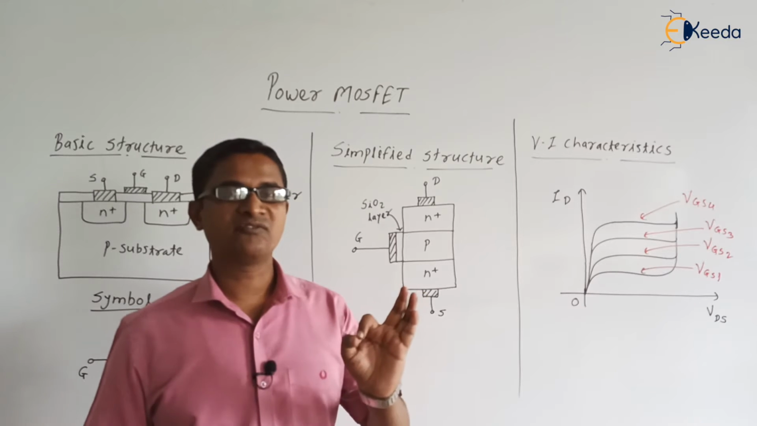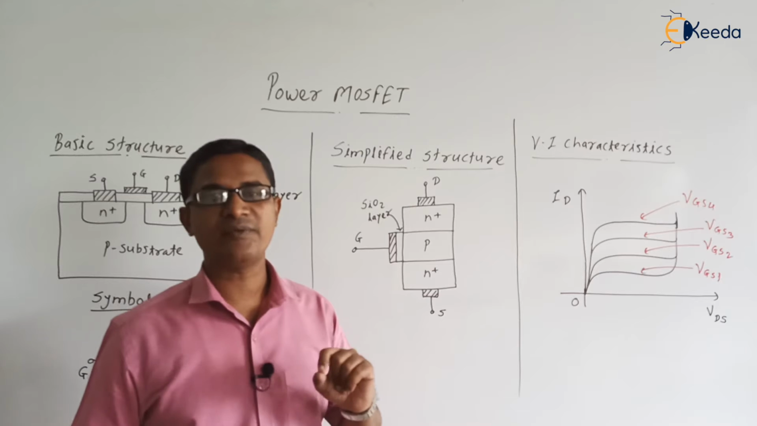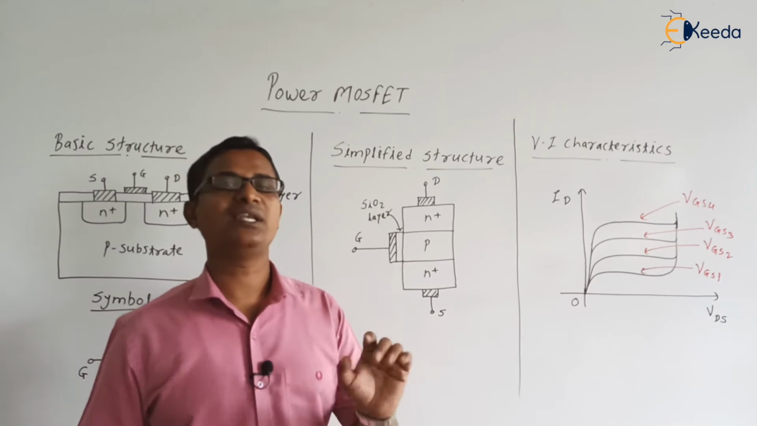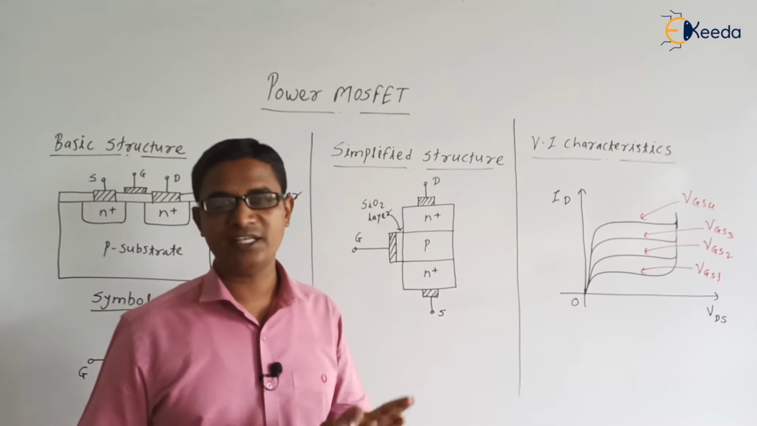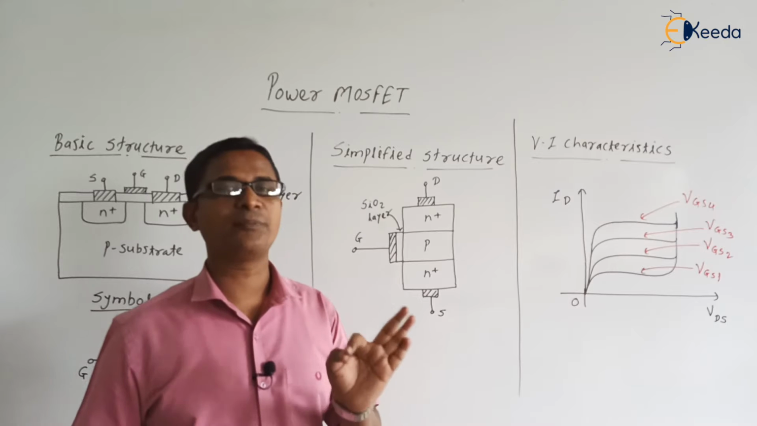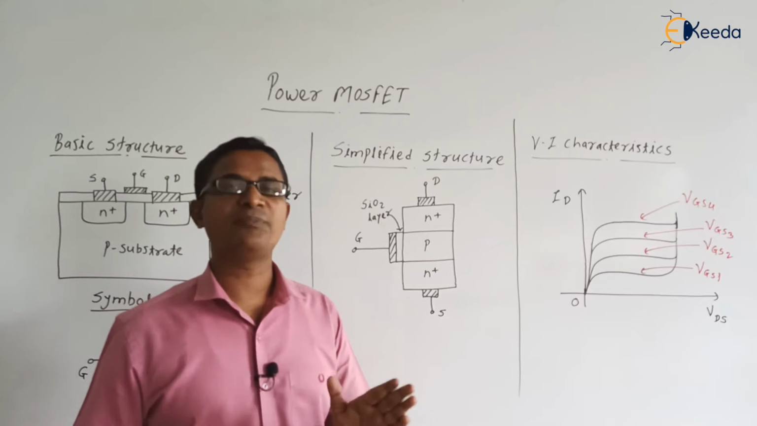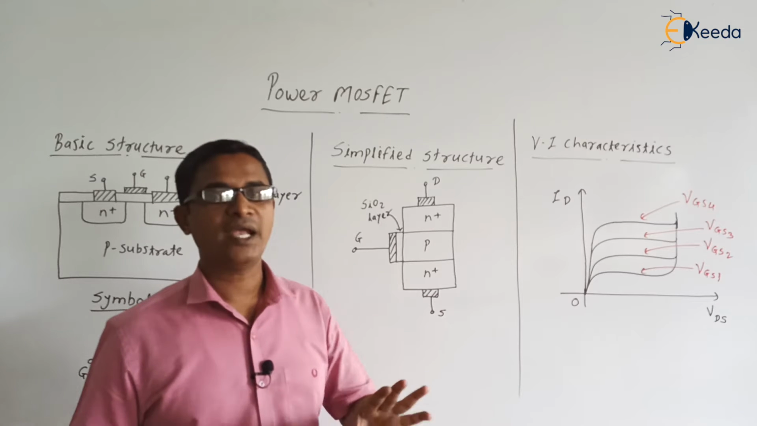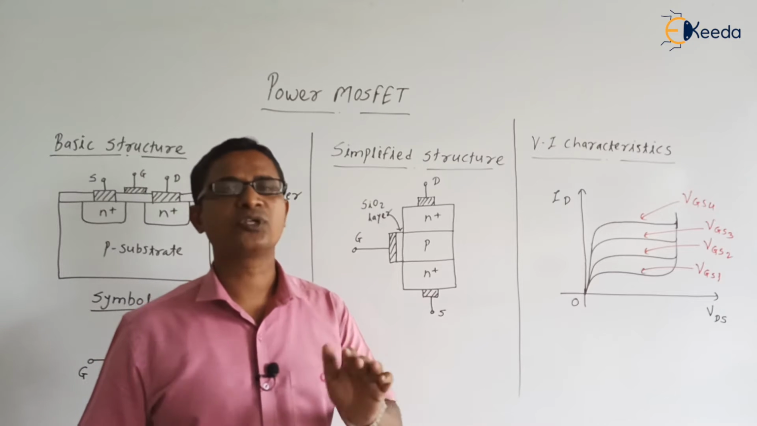Some features of the MOSFET: it has a very high input impedance, so it draws very little input current. Ideally speaking, the input current is zero and the input impedance is infinite. But in the practical case, we have a very high input impedance and a very low input current.